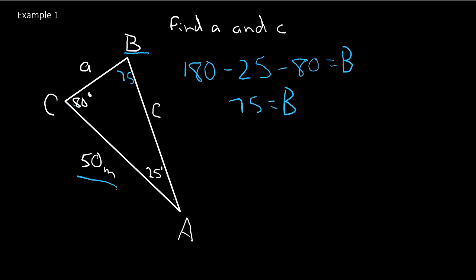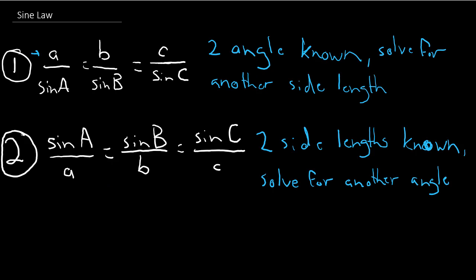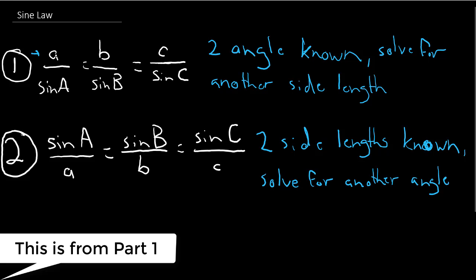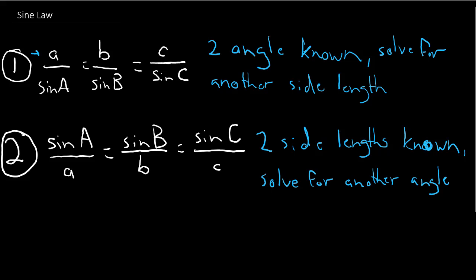So now that we know a set, so we know both angle and side B, we can use that ratio to solve any other side length. Let's solve side A first though. Because we're trying to find out another side length, but we know at least two angles, if we look back in our notes, we use number 1 here. So I'm going to use A over sine A equals B over sine B.